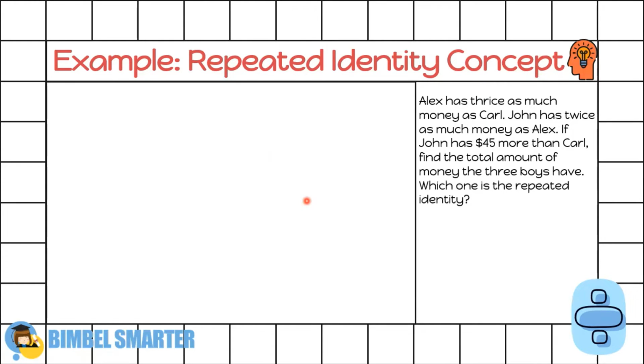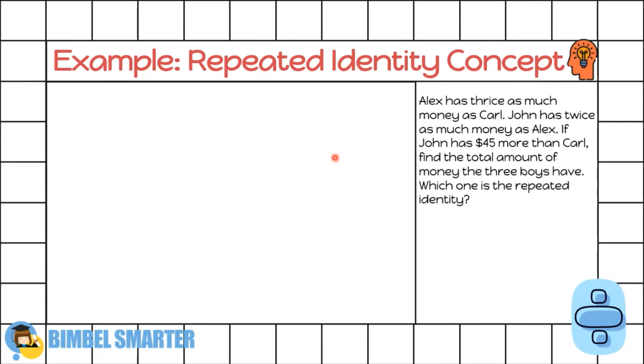Well, before we draw the models, I want to ask all of you, which one is the repeated identity here? Is it Alex? Is it Carl? Or is it John? Well, that's right. That's Alex, because the identity of Alex is mentioned 2 times. Alex has thrice as much money as Carl, and John has twice as much money as Alex.